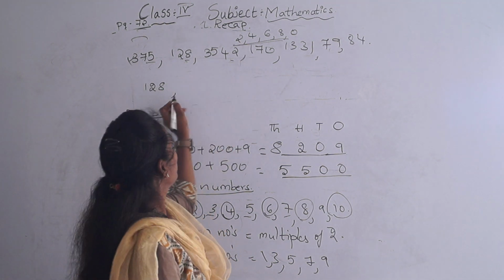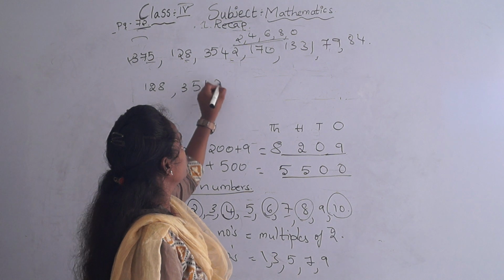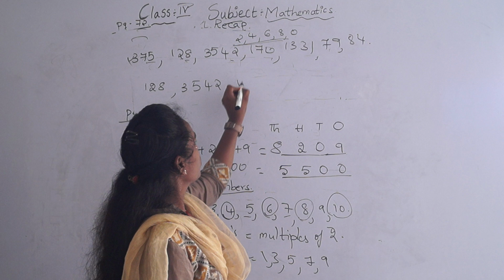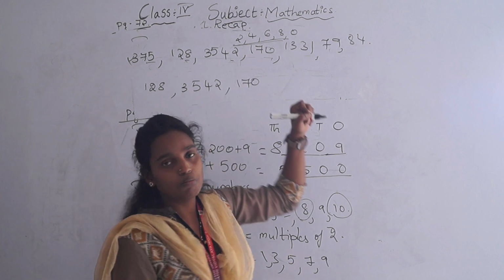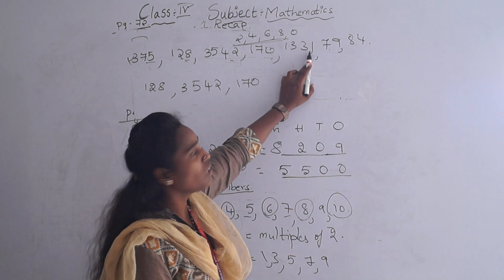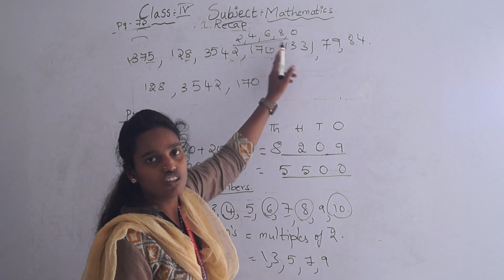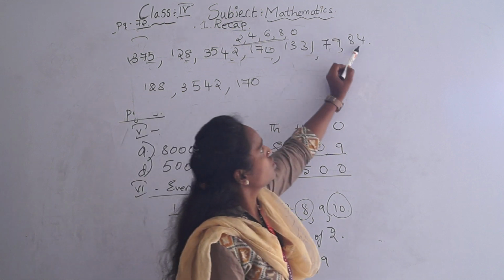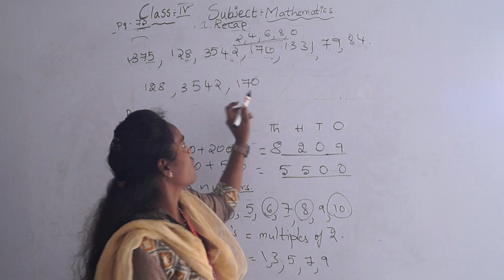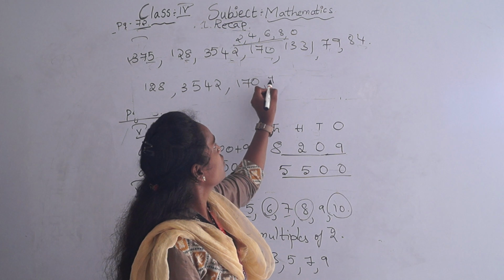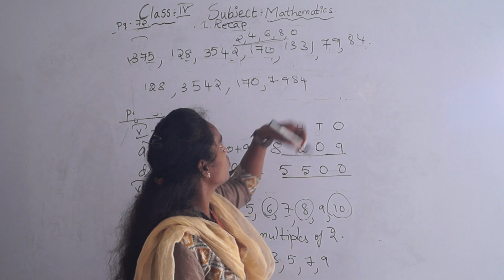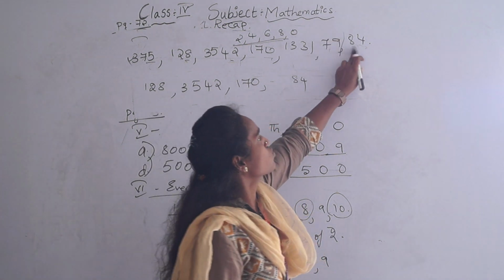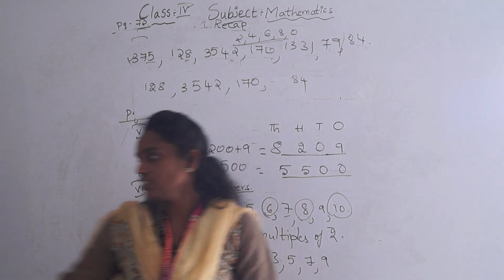2 is there. So 3542 is also an even number. So 0 is also there. So 170 is also an even number. Next, 1331. 1 is there in the ones place, no. So that number is not considered an even number. Next, what is the last number? 4. 4 is there. So 7984 also, okay, it is 79, 84. So 84 is also an even number.